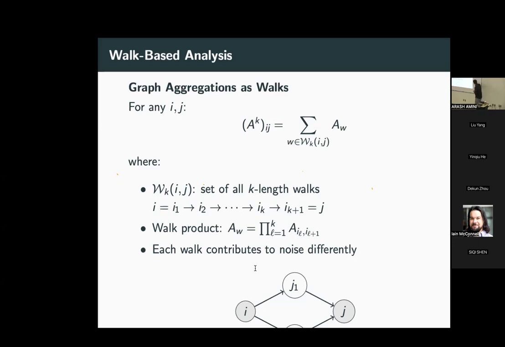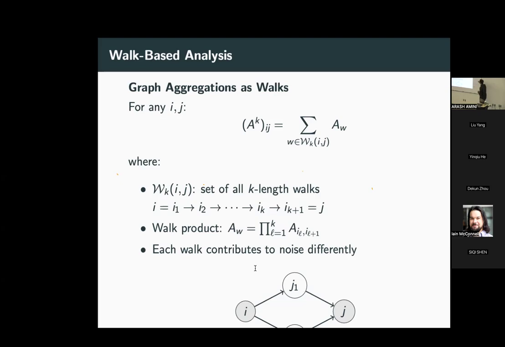And the only thing that matters here is this middle node. If I look at A to the 3, right, I get the sum over i1, i2 of A_{i i1}, A_{i1 i2}, and A_{i2 j}. So I'll be looking at walks of length... this is length 2, this is length 3. Okay, so you're looking at walks of length 3 that go from i to j.